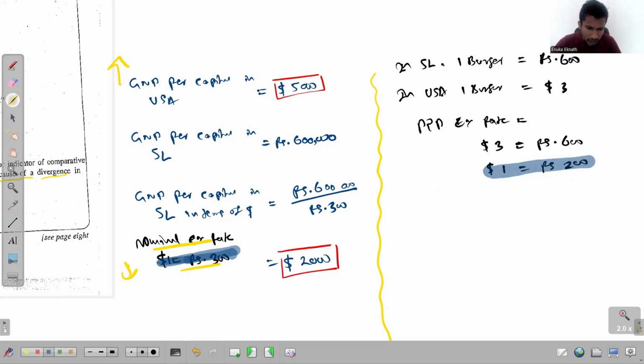And here you see the nominal exchange rate. What if you try to compare this GNP per capita in USA with GNP per capita in Sri Lanka in terms of dollars, but this time you use this purchasing power parity exchange rate to make the conversion.